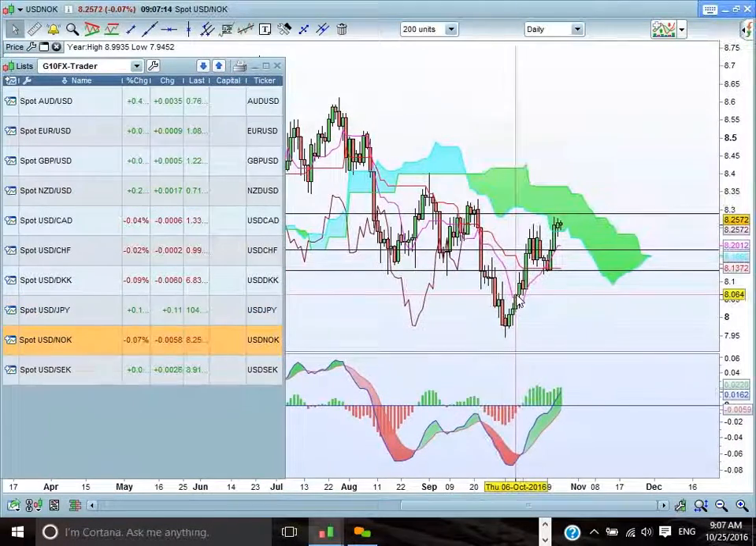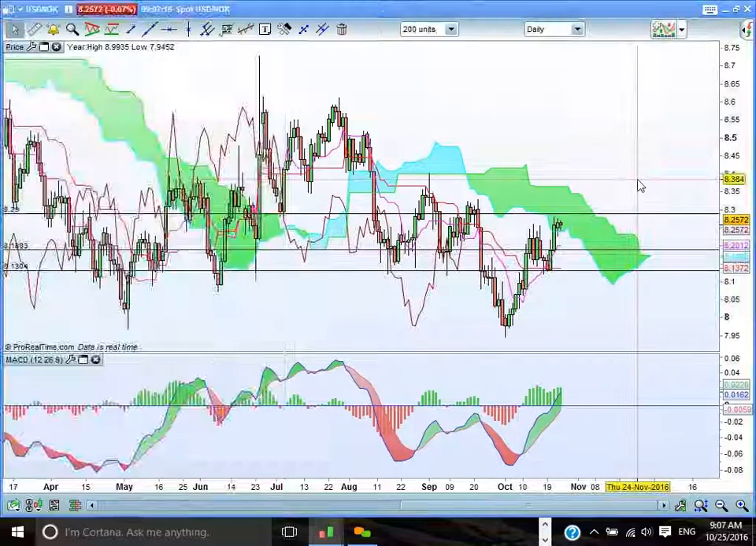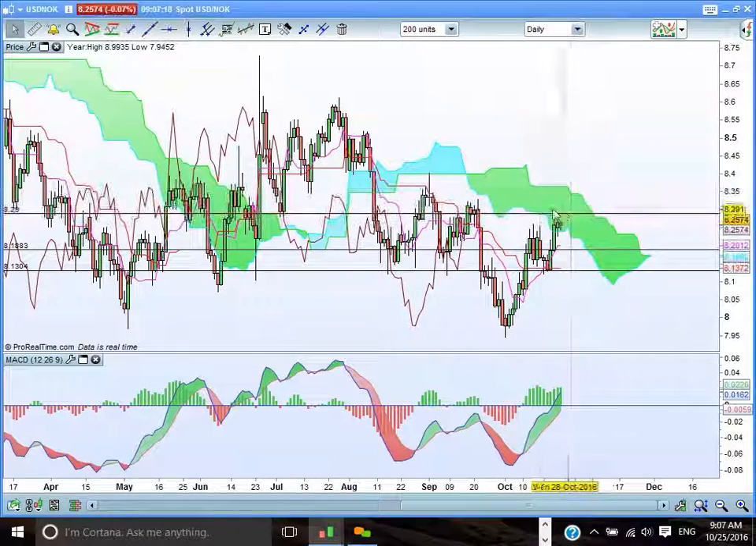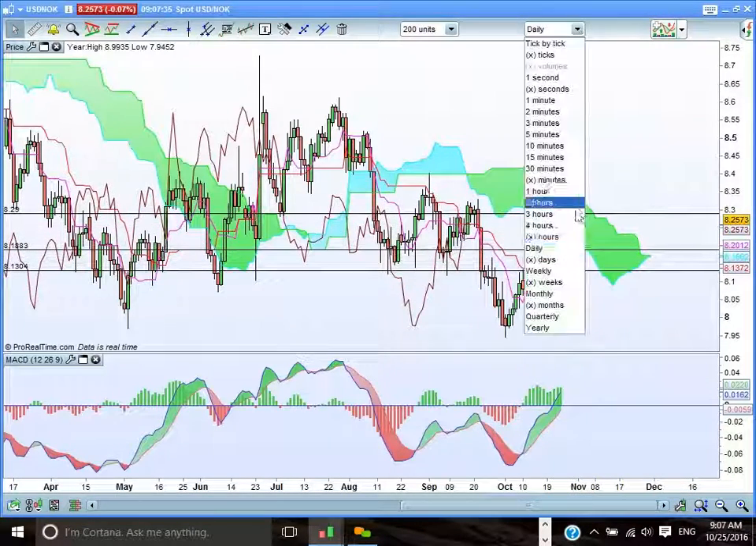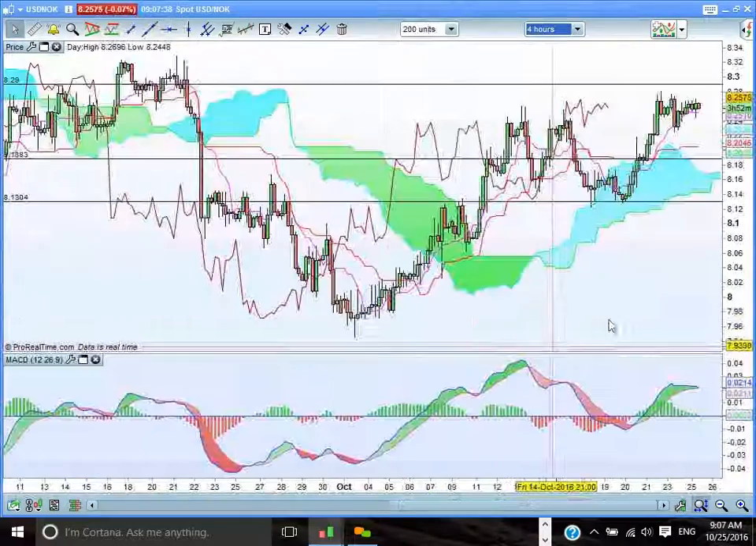US dollar Norwegian krona, struggling here with the cloud chart resistance. It's grinding into the cloud. The cloud resistance remains in place for now. It could see a weakness here. If it consolidates or resistance holds, it's going to come right back down. I'm waiting for the front end of the cloud to twist to show an uptrend in place, but so far that's not happening. What's happening in the 4-hour chart?